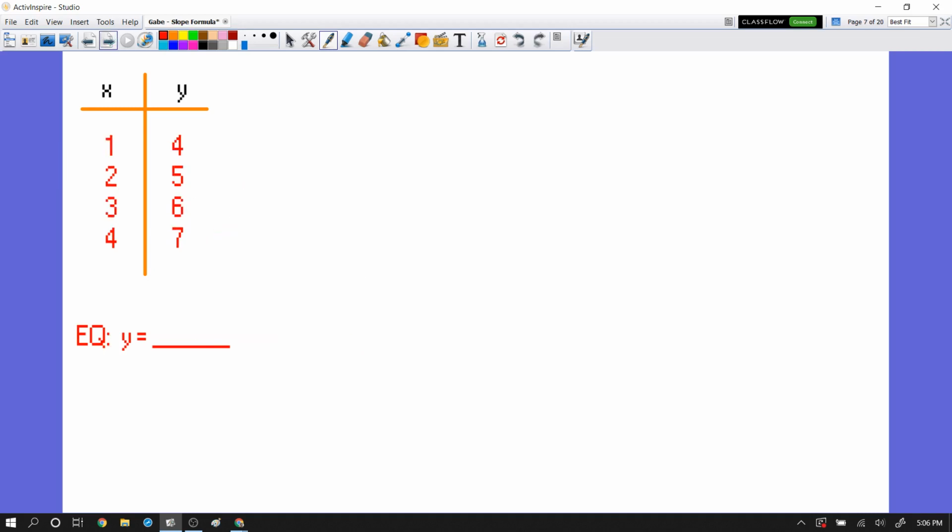2 points make a line. All right. So 4 to 5, plus 1. 1 to 2, plus 1. So we got 1x. Substitute anything in. Let's use 3. 1 times 3 is 3. How do you get to 6? Plus 3. Let's check it. 4 plus 3 is 7. Done. 2 points make a line.